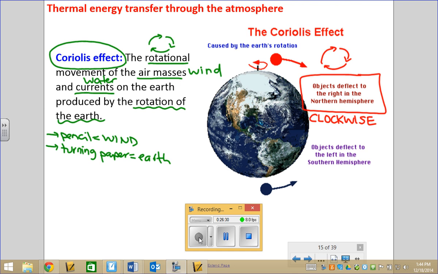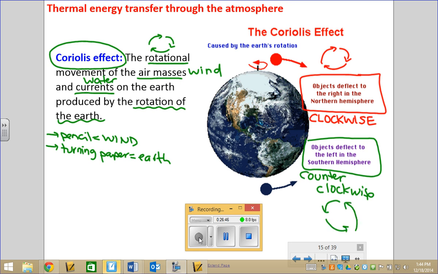Now the opposite is true in the southern hemisphere. Objects deflect to the left, so this means counterclockwise. And counterclockwise looks like that.